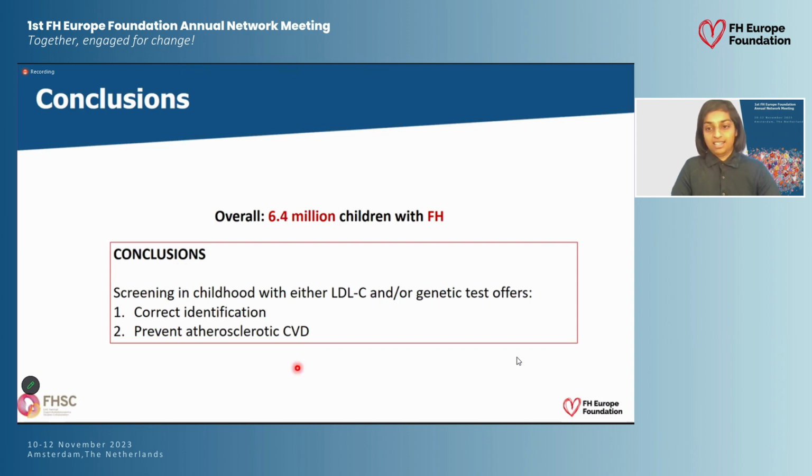I want to end by saying that there are more than 6.4 million children with FH right now, and if we maintain the current rate of less than 10% identification, then the gap between prevalence and detection will continue to diverge and not get smaller. These children will remain unidentified if we don't, at the very least, measure LDL-C levels. We saw that we can screen for FH in childhood by LDL-C levels and ideally genetic testing as well, to correctly identify FH in childhood and initiate treatment in this population group to prevent manifestation of atherosclerotic cardiovascular disease.